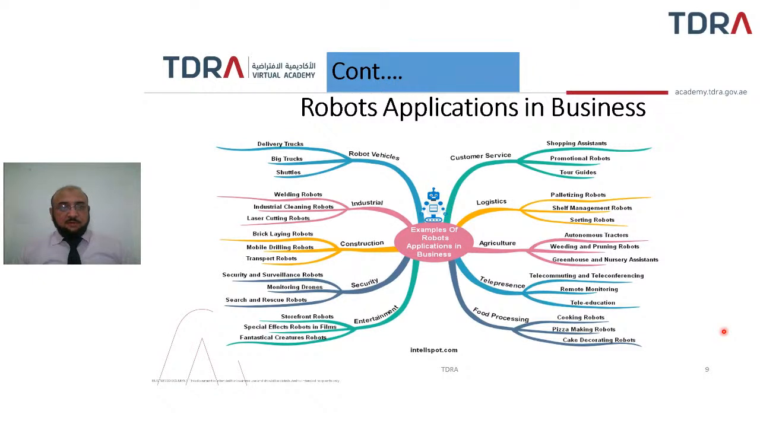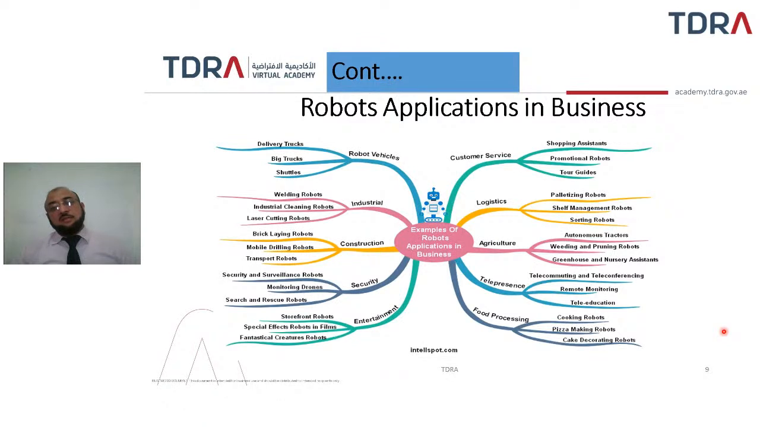Then in the industry, we have welding robots, industrial cleaning robots, laser cutting robots. In construction, we have bricklaying robots, mobile drilling robots, transport robots. In security, we have security and surveillance robots, monitoring drones, and search and rescue robots. For entertainment, we have storefront robots, special effects robots in films, fantastical creature robots, like the humanoid robots we discussed. Then we have customer services.